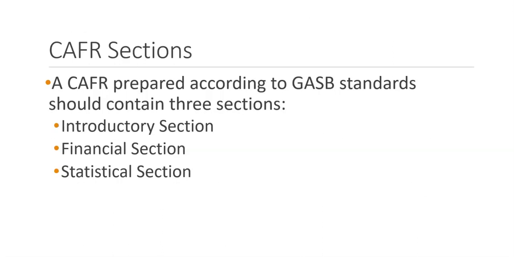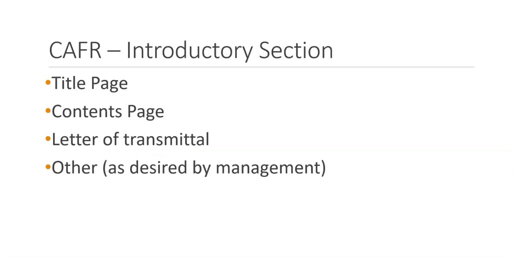The different sections. So we have an introductory section, a financial section, and a statistical section. So we're going to talk about these different sections, and then I'm going to show you an example of a CAFR. There are also examples in your textbook in the reading. The introduction is going to have the title page, contents page, a letter, and then anything else that the management wants to share with you.